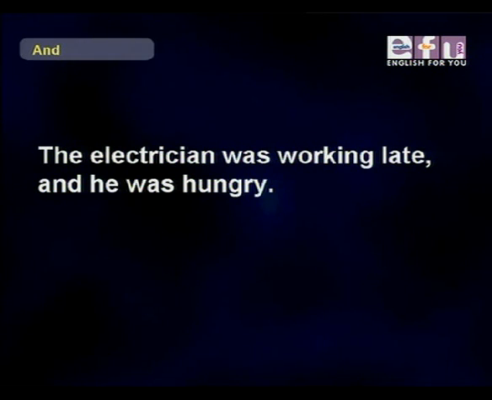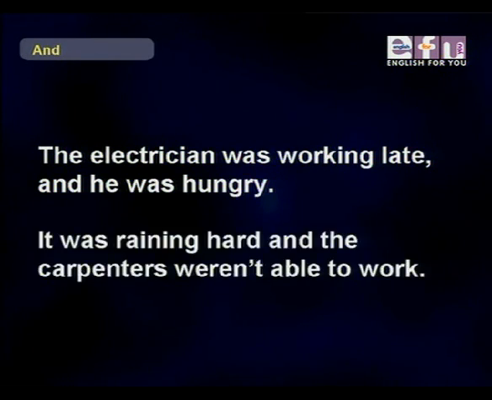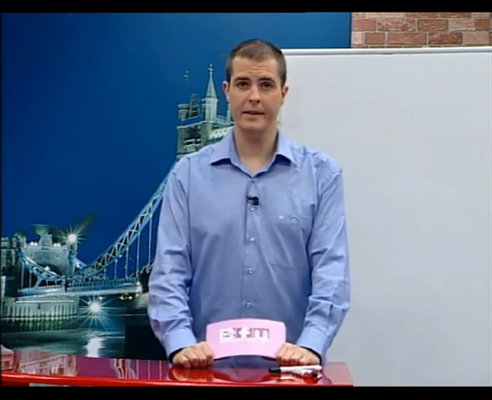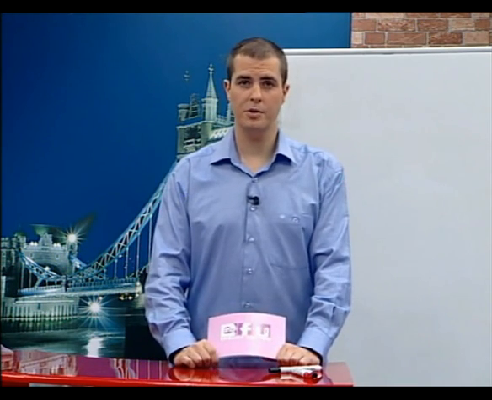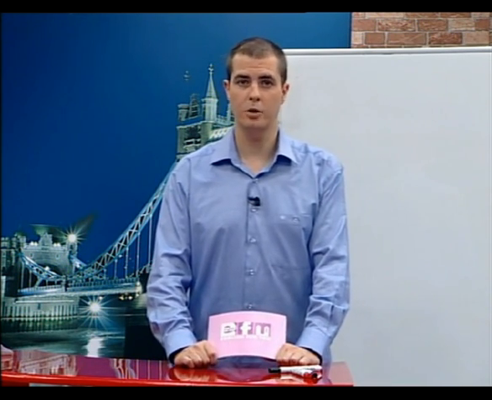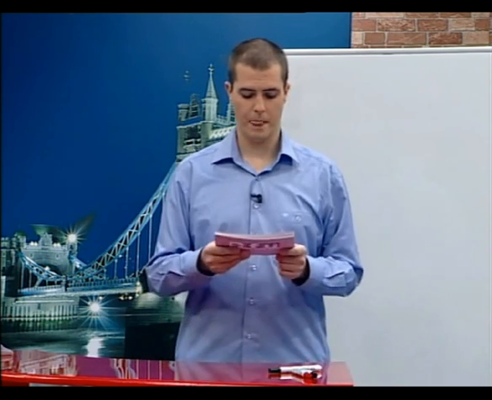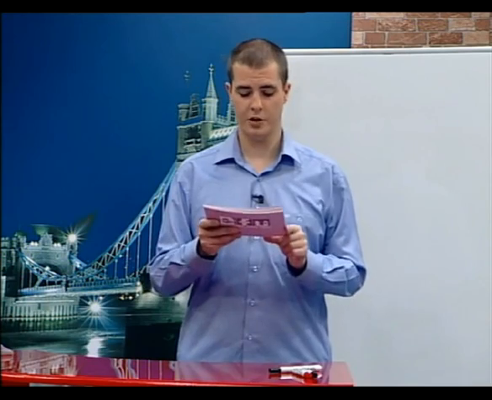And is also used to connect two clauses, as in these examples here. The electrician was working late, and he was hungry. It was raining hard, and the carpenters weren't able to work. Well, in these two sentences, and is used to connect two independent clauses. Both clauses have a subject and a verb and could be sentences on their own. Now, usually a comma precedes the conjunction.